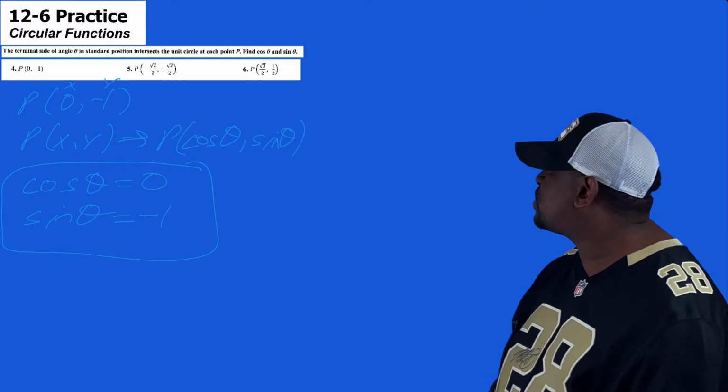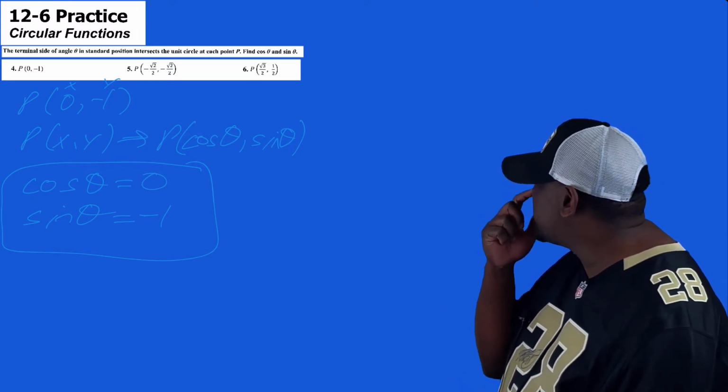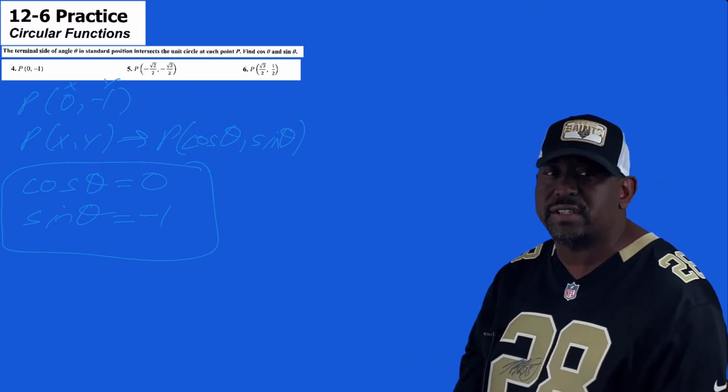So it's pretty self-explanatory. This is a very easy concept. You just memorize it and you correspond those coordinates to one another. So now we'll do number 6.